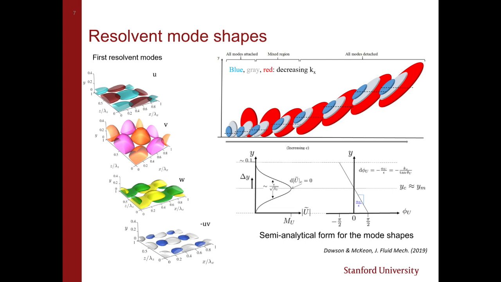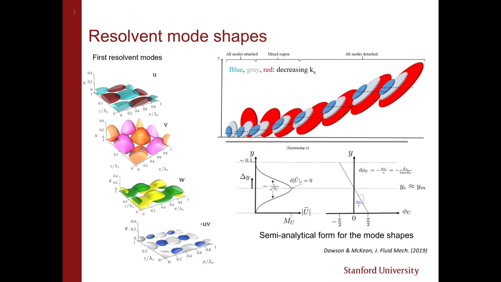So you see that the U and W have some inclination in the streamwise direction. Flow is in the plus x direction. V sits very vertically, so there's no phase variation. And UV we'll come back to a little bit later. But that's an example for one type of mode.